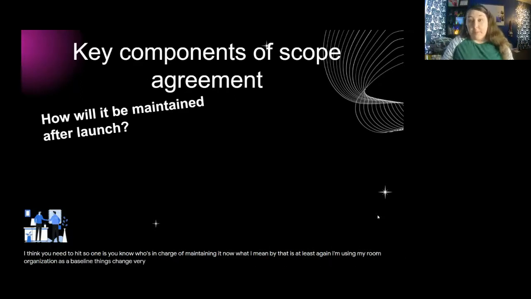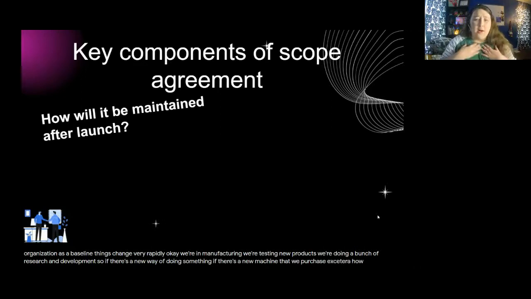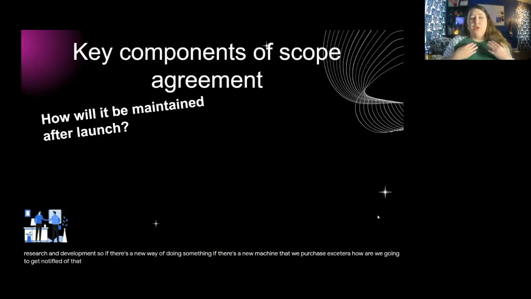Things change very rapidly. Okay, we're in manufacturing, we're testing new products, we're doing a bunch of research and development. So if there's a new way of doing something, if there's a new machine that we purchase, et cetera, how are we going to get notified of that? Who puts all that content together? Who is basically maintaining kind of the change of the business? Okay, and what does that look like?